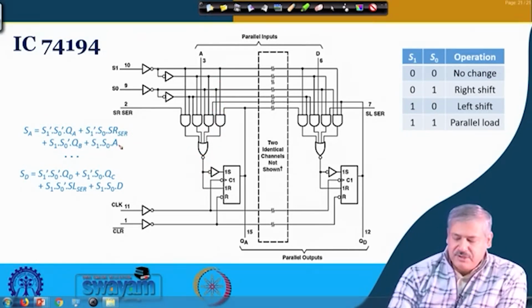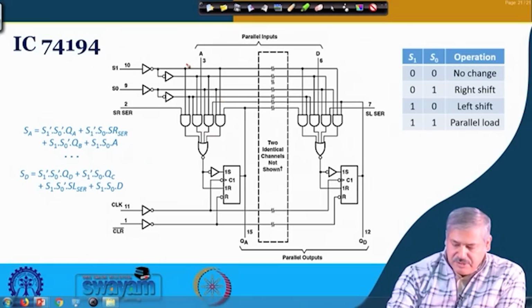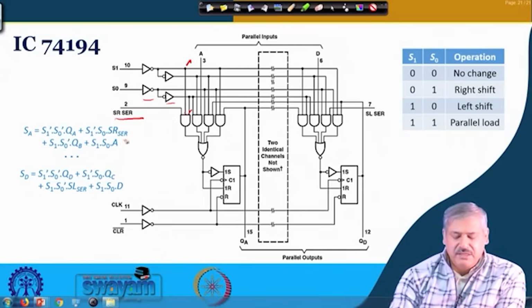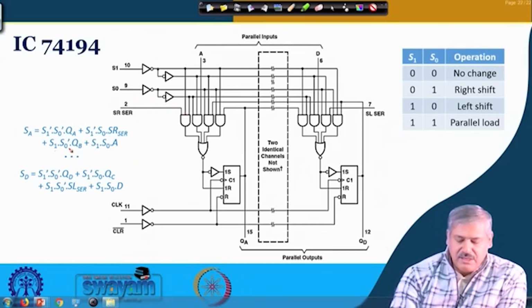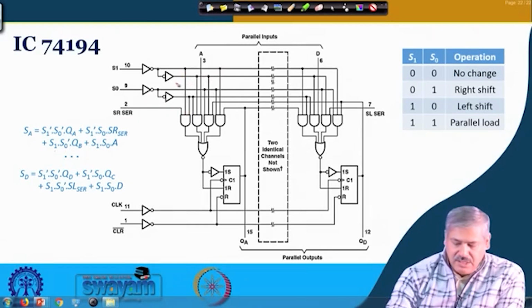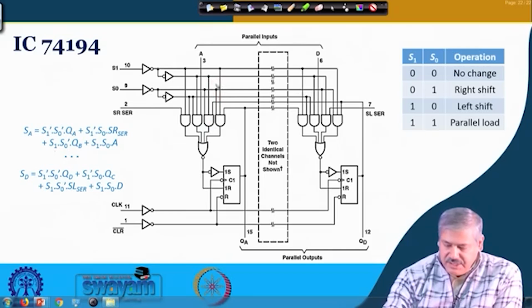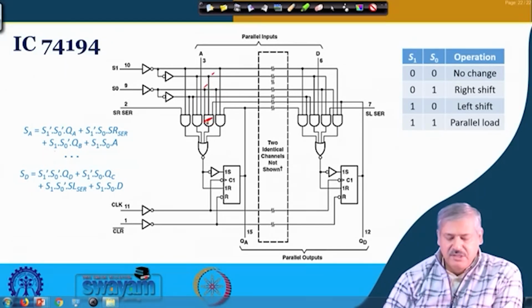Similarly, S1 prime and S0, you can see this is your S1 prime, you can see it drop down from here, and for S0 there are 2 inverters over here. So, this is your S0 and that is ANDed with serial in, shift right serial in, okay. And then S1 is 1 and S0 is 0, okay. This is the case, S1 is 1 here, S0 is 0, these 2 points coming down over here. So, this is the AND gate we are talking about, okay.